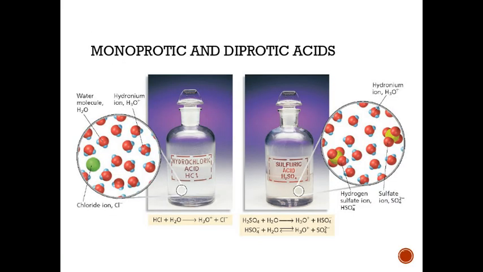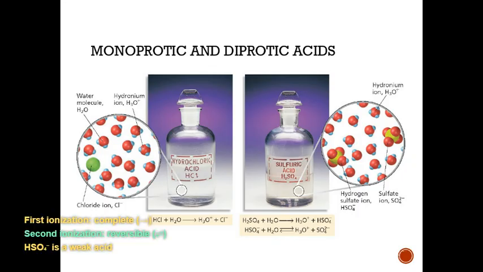Now let's focus on diprotic acids, like sulfuric acid. Notice it has 2 ionization equations. That's the key difference from what we covered before. In the first step, H2SO4 releases 1 proton completely, forming HSO4-. But here's what's new. The second step is reversible, shown with the double arrow. The hydrogen sulfate ion doesn't fully give up its second proton.